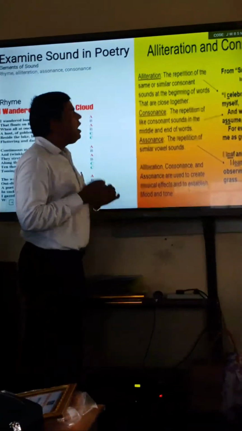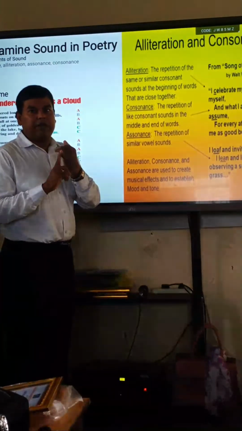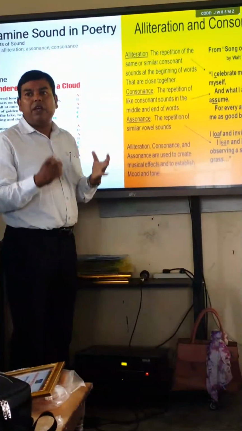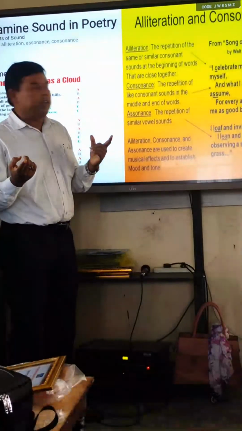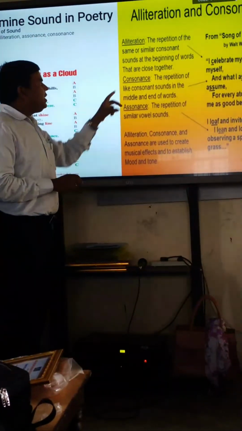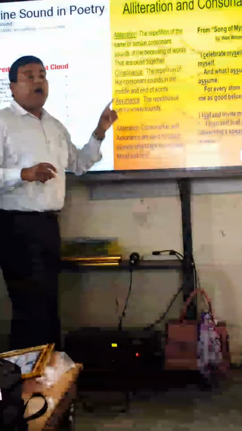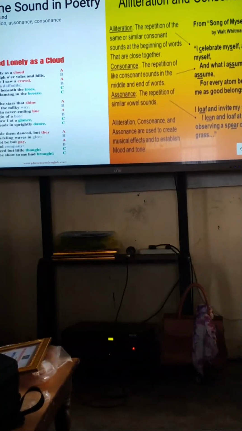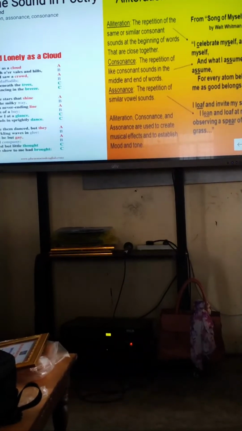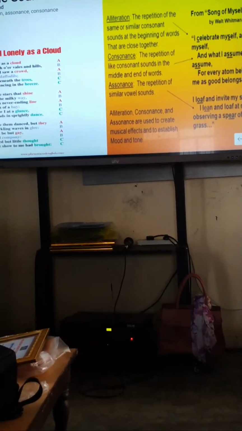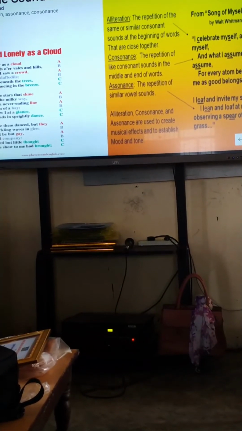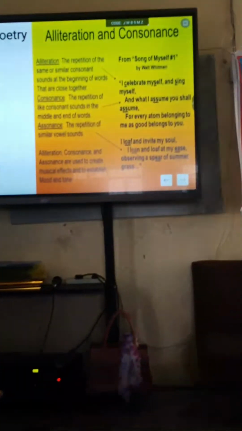Then you say, I celebrate myself, so the s sound is there. Same, so the s sound is there. In the same way, what is the difference between alliteration and consonance? In alliteration, there is the repetition of the same consonant sound. In consonance, there is also the repetition of the same consonant sound. But in consonance, there is something different.